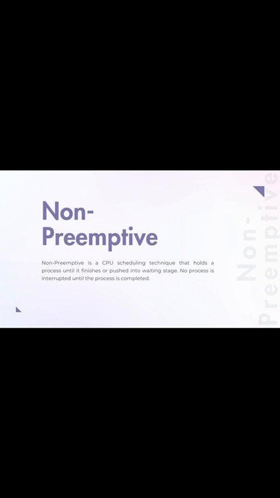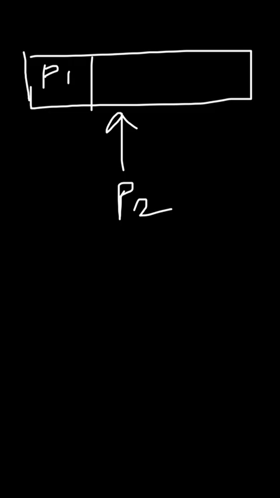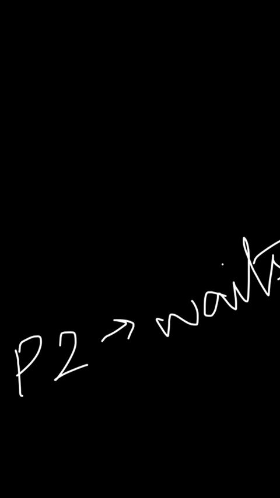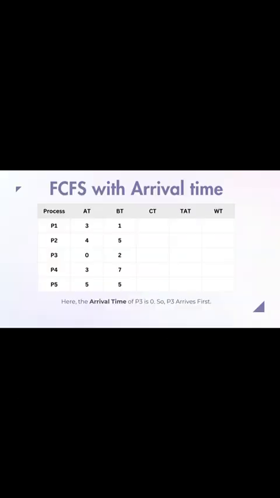What is non-preemptive scheduling? In non-preemptive scheduling, once the CPU starts executing a process, it continues until completion or until it voluntarily goes into the waiting state. No other process can interrupt it in between. For example, if process P1 is running, even if a new process P2 arrives with higher priority, P1 will finish first. So let's take an example with 5 processes.